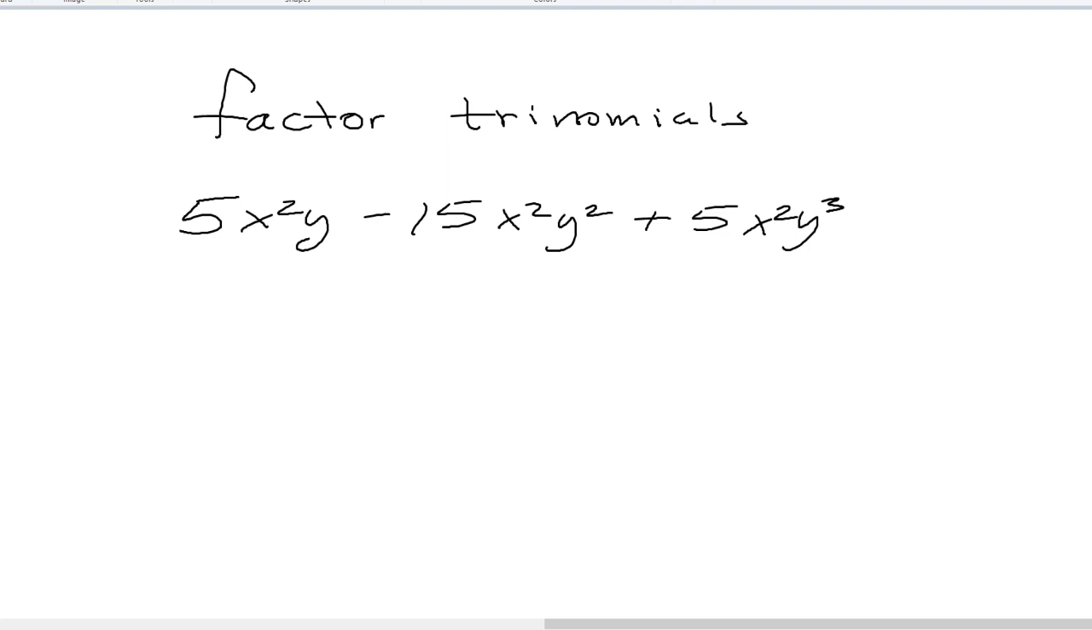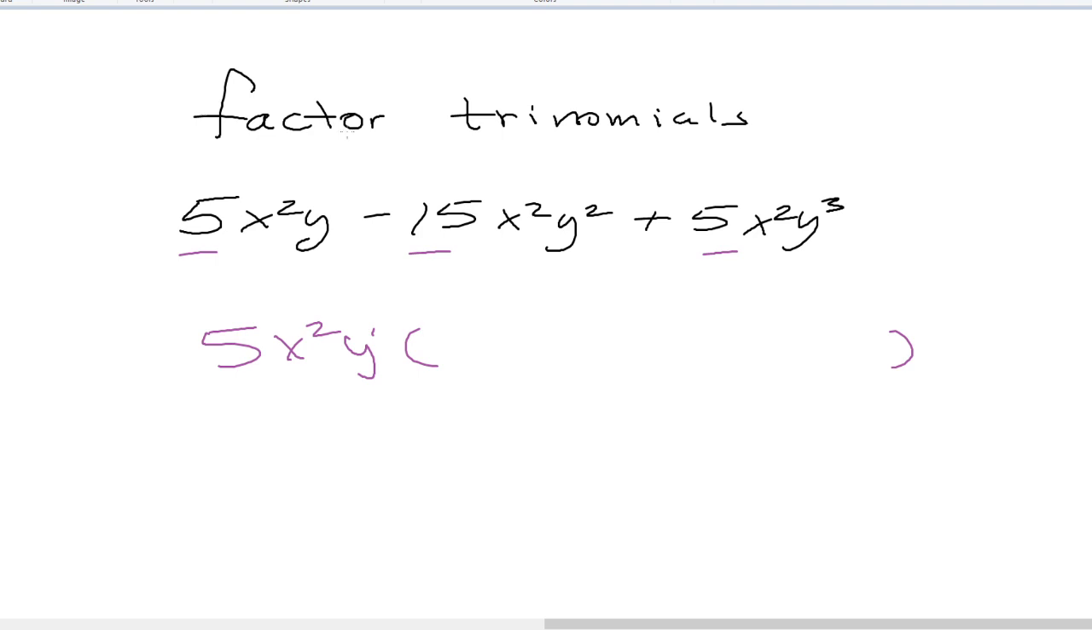Okay, students, in this video we are factoring trinomials. First thing we need to do is look at the coefficients. What would be the greatest common factor of 5, -15, and 5? And quickly I realized that I can pull out a 5 from all three terms, as well as an x squared and a y to the first. Alright, so essentially what I'm doing here is the opposite of the distributive property, which we call factoring.